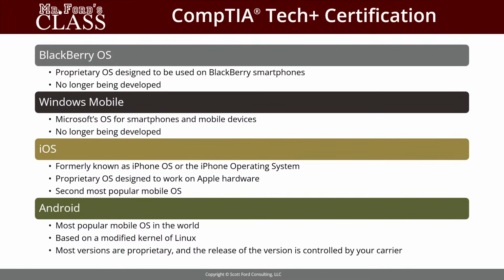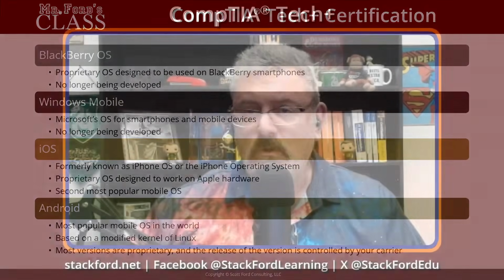So the first one was the BlackBerry. The BlackBerry operating system was incredibly popular. It was used with the BlackBerry smartphones. It's no longer being developed, but this was really cool back in the day. I remember my very first smartphone was a BlackBerry, and I felt so cool, right? I had my little thing on my belt where I could put my phone in. I could play Snake with a little trackball.